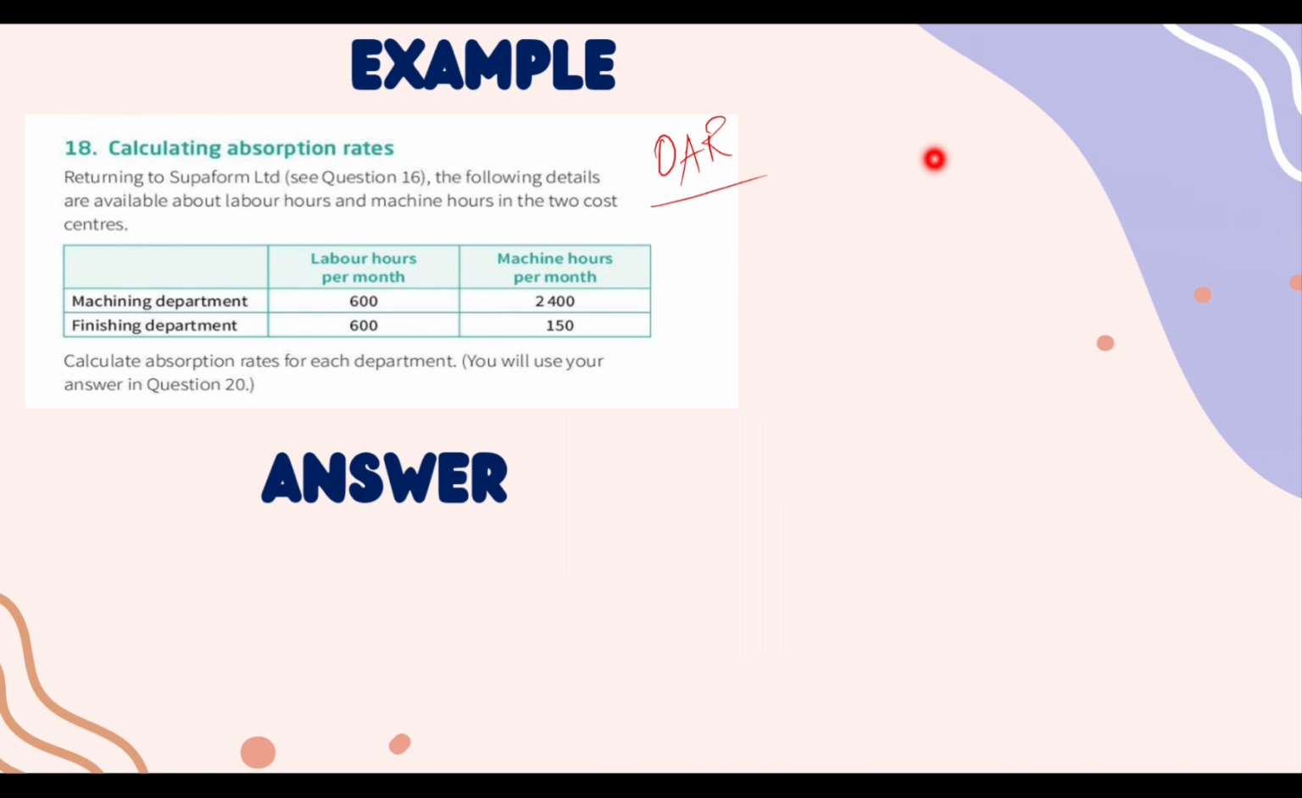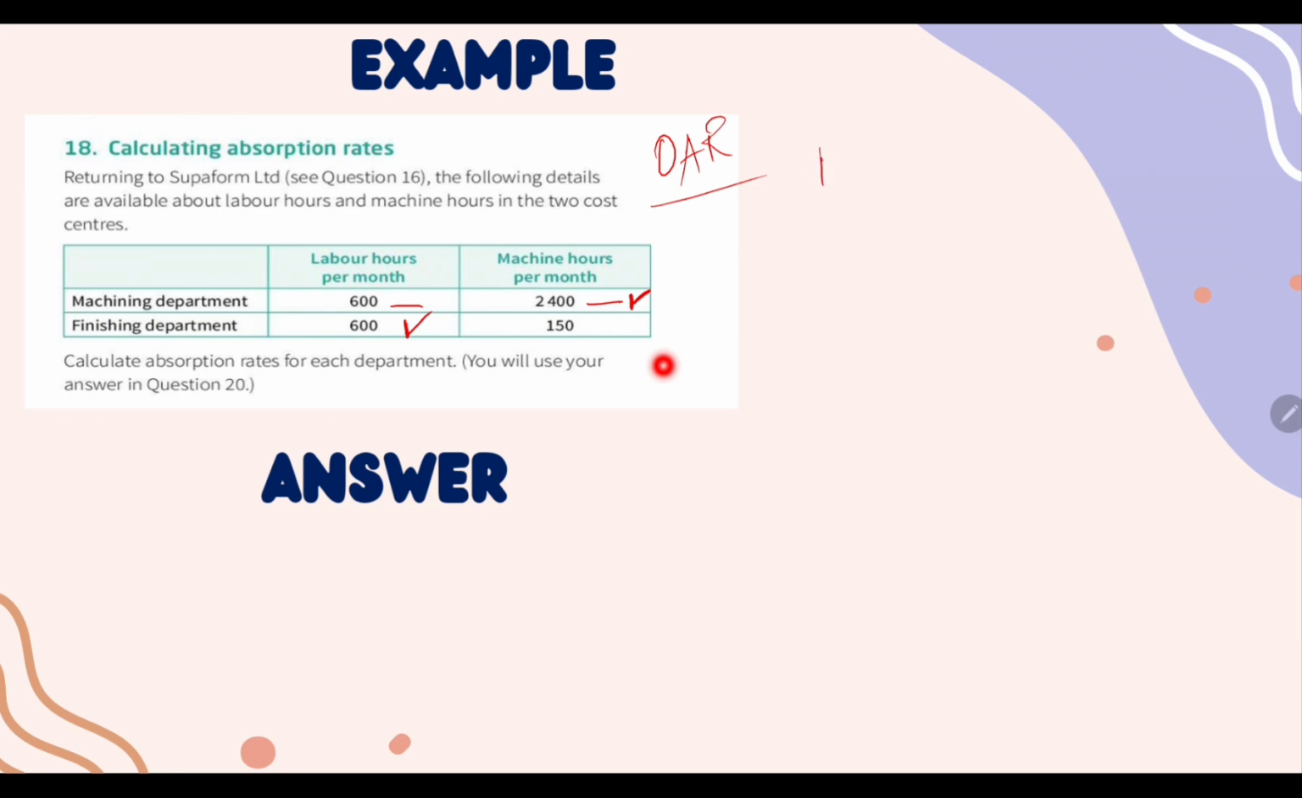Calculate the absorption rate. So now what you need to do is select the higher amount of hours. So for instance, for machining department, we have labor at 600 and we have machining at 2,400. So the higher here would be machining hours, right? And for finishing department, it's labor hours.